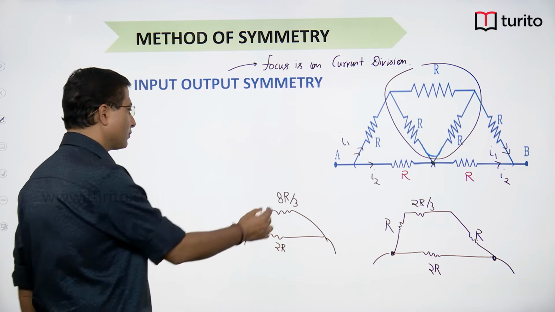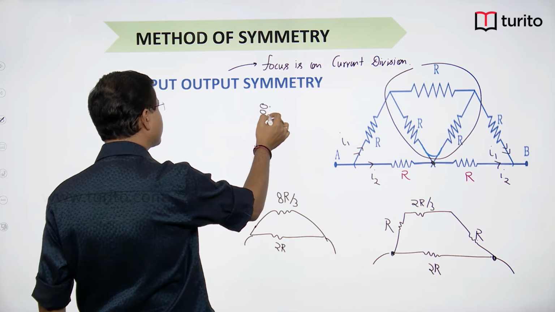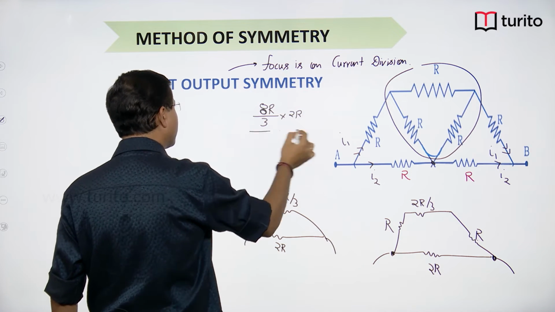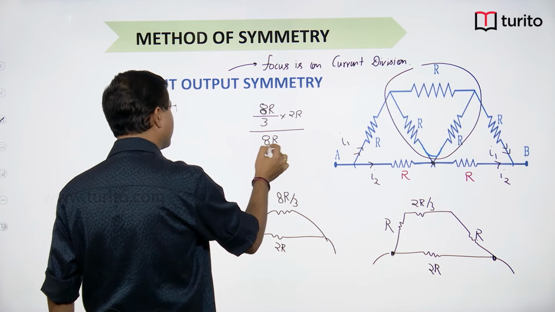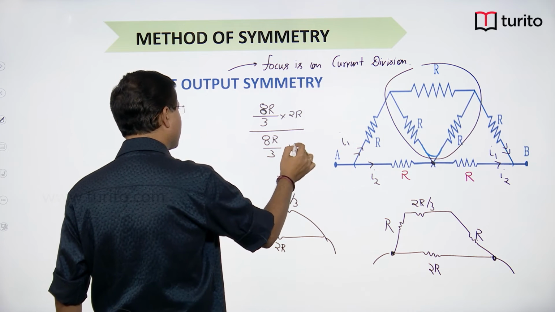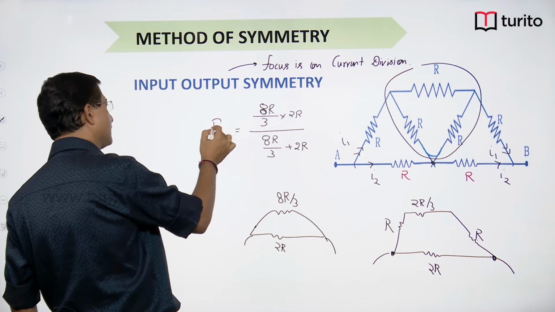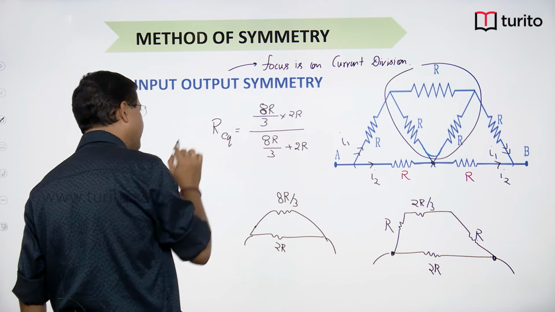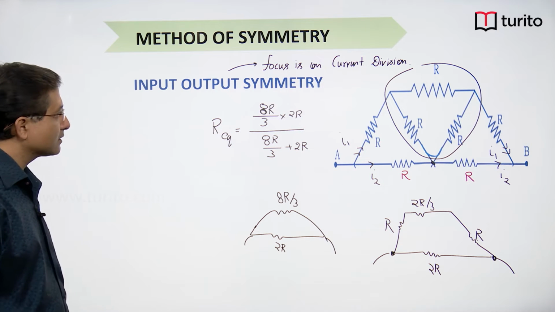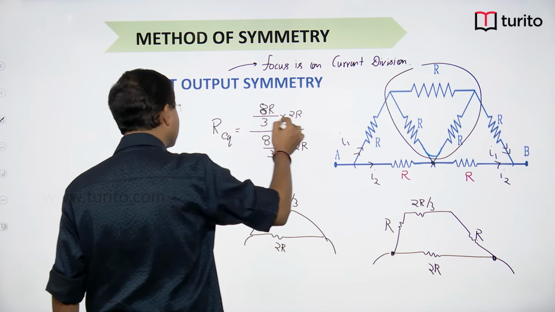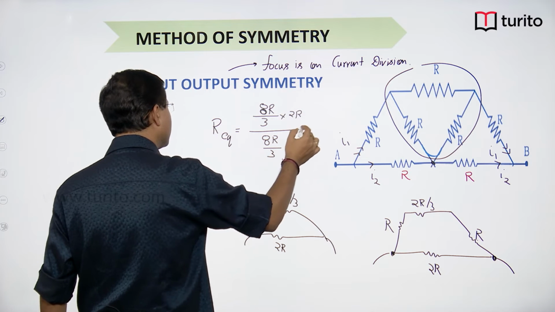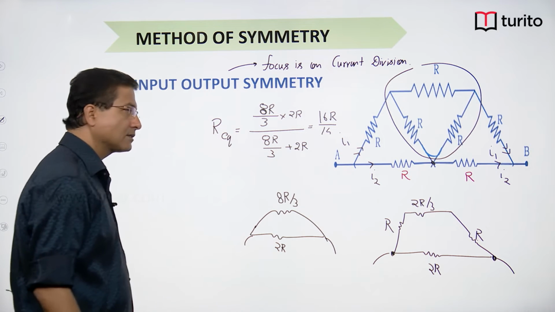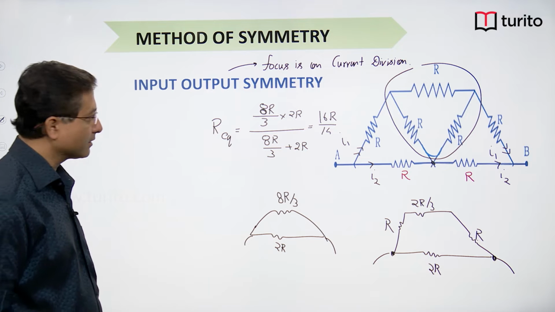So here I can apply the formula for parallel combination. 8R by 3 into 2R divided by 8R by 3 plus 2R. This is R equivalent across these 2 points. So I can also write RAB, and here you can see we are getting 16 in the numerator and 14 in the denominator. So 16R by 14, that is 8R by 7.